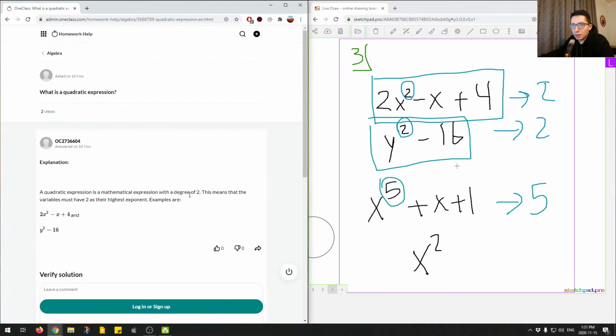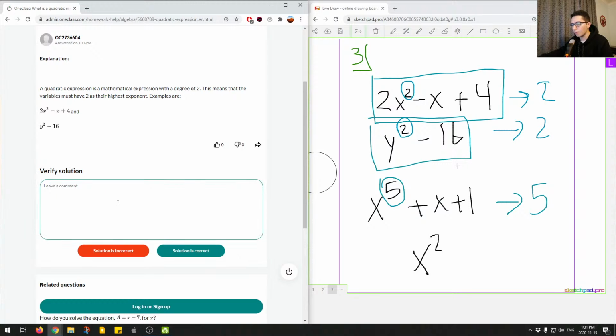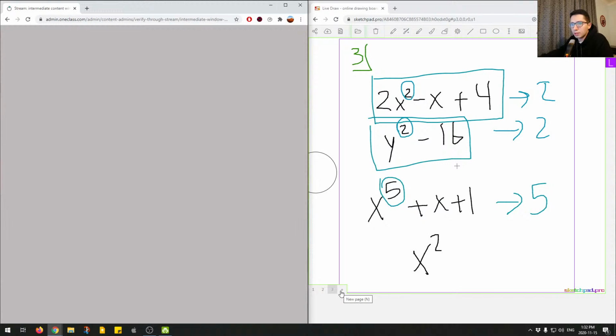So that's a way to think about, what is a quadratic expression? If you're given a bunch of expressions similar to this, how can you mark them out? Or if you're given a multiple choice question, which ones are the quadratic expressions, which ones are not, you are able to just look at the highest degree and determine that. So correct answer. Great job. Alright, let's move on to the next question.